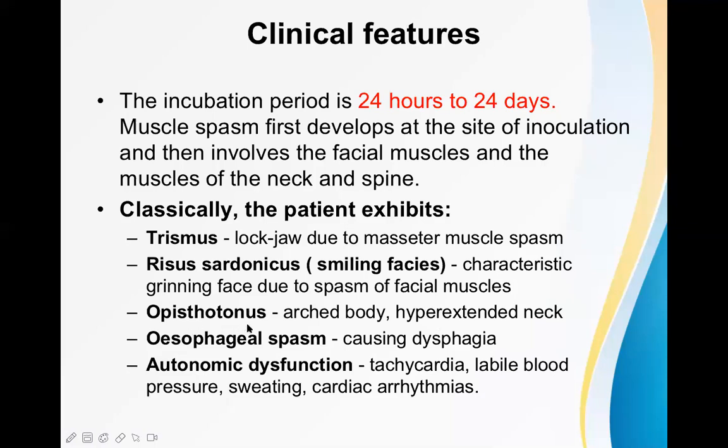Another important clinical feature is opisthotonus. It's an arched body. The body looks like a bow, okay? Tremendously arched back, like a bow shape. So this is the opisthotonus position, and in this position there is a hyperextended neck.